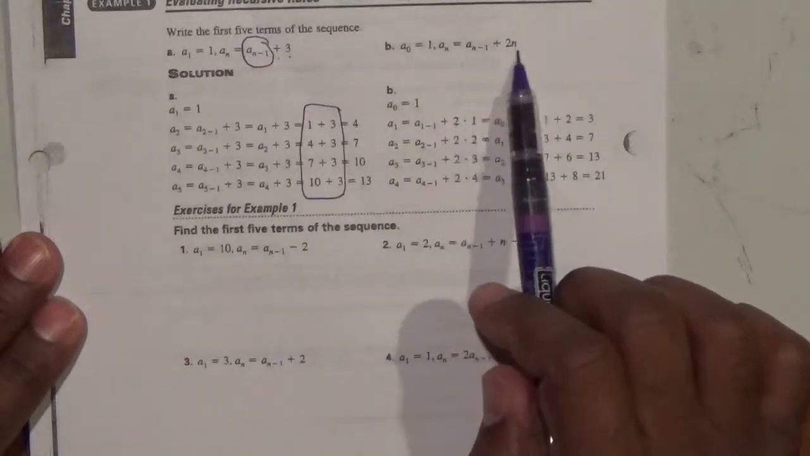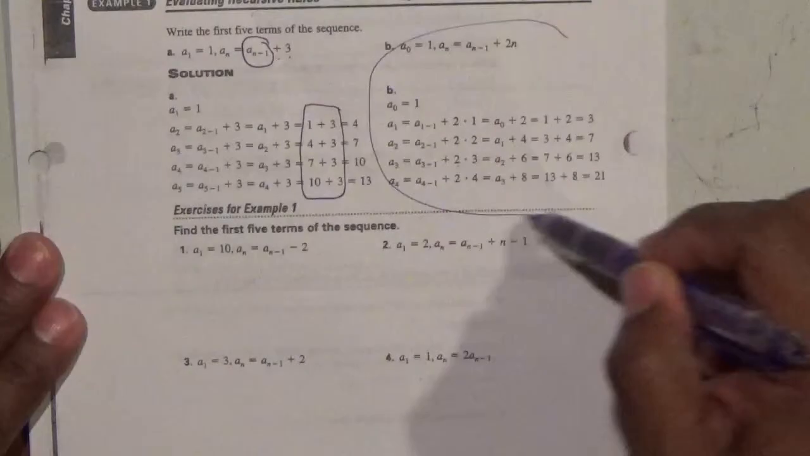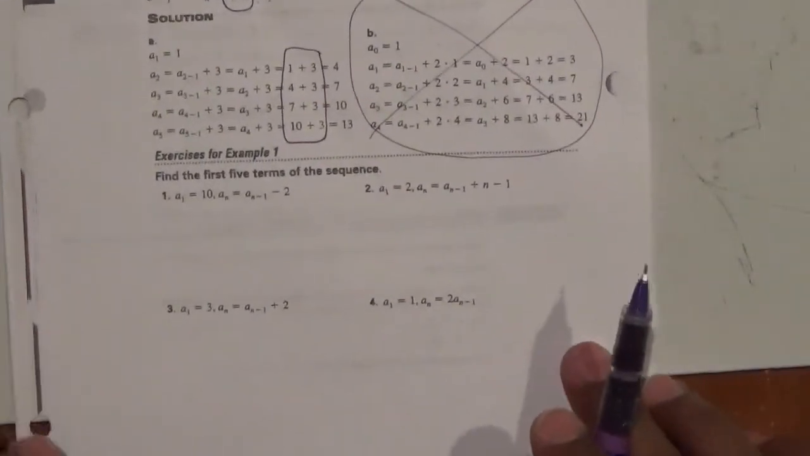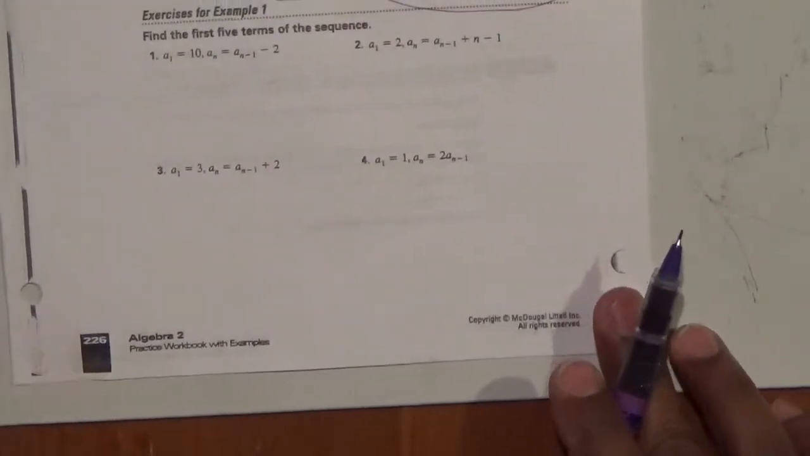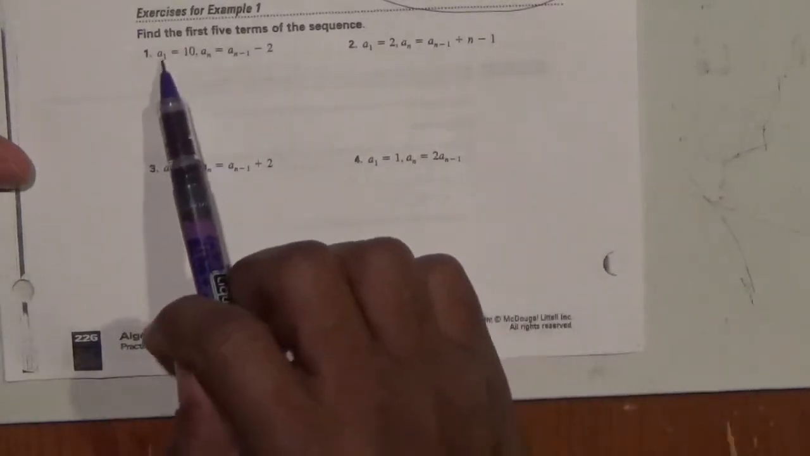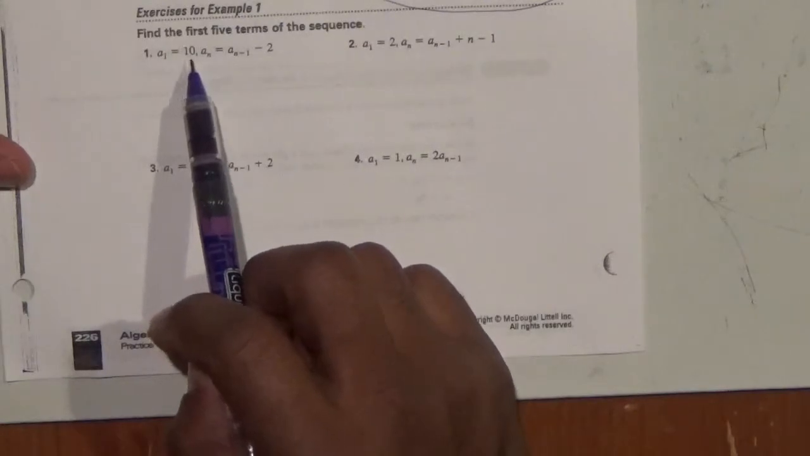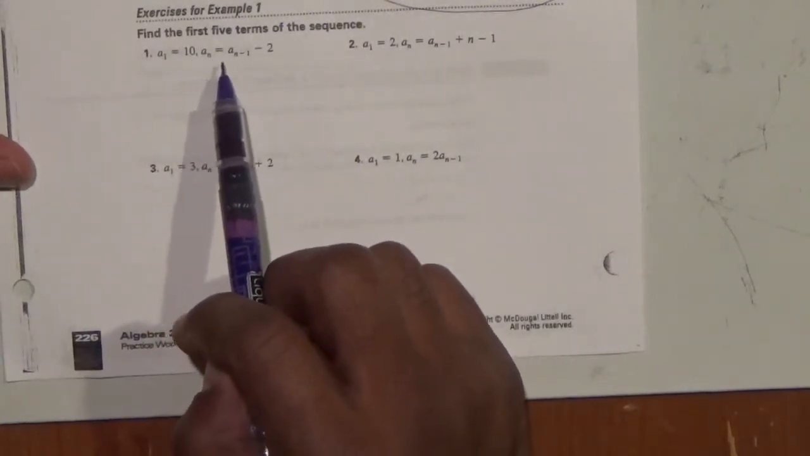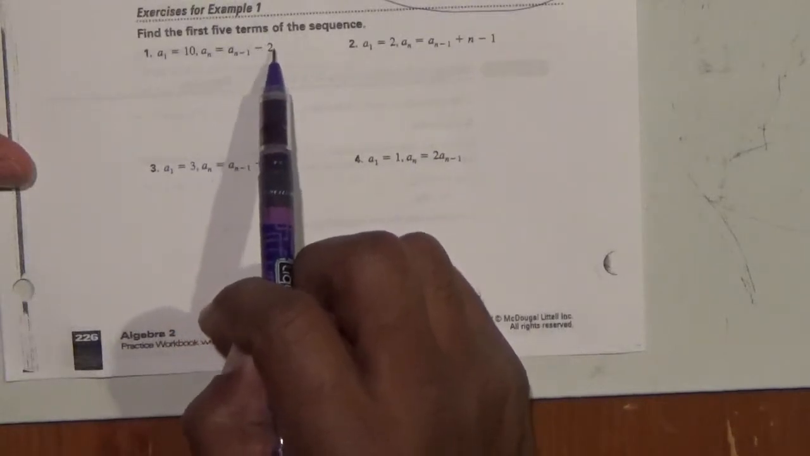Looking at the one over here, this one's a little bit different, and we don't go into this one as much. But we want to look at a couple of the problems at the bottom of this paper and see if we can get them done. Find the first 5 terms of the sequence. The first problem is very similar to A: they give us a first term, which is 10, and then they tell us the term we're looking for is equal to the previous term minus 2.